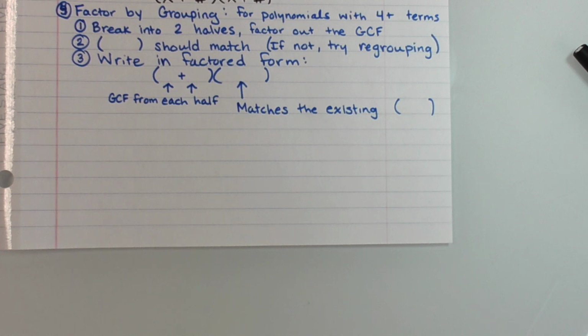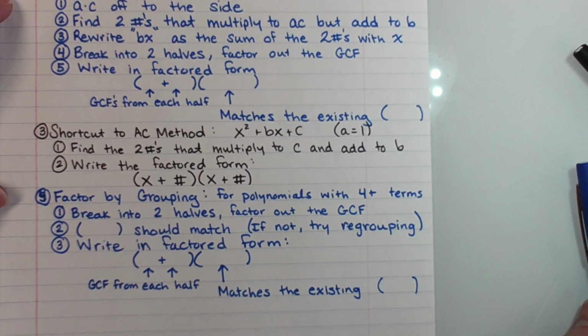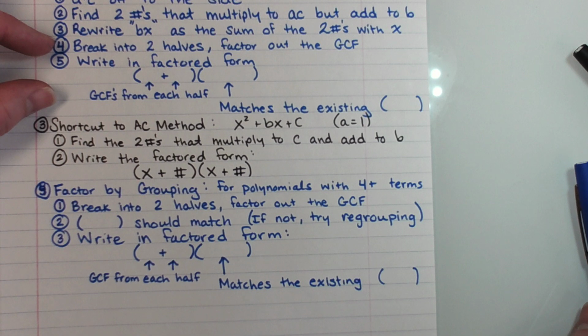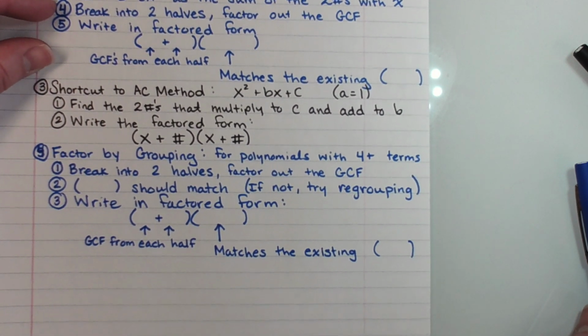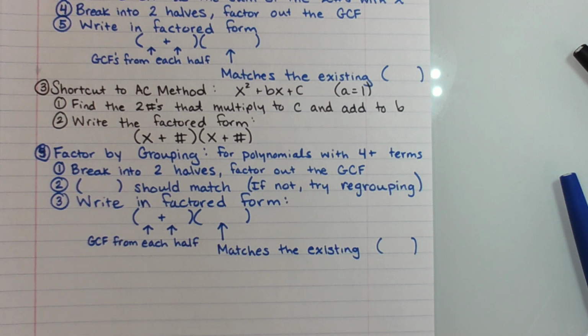Do these steps sound somewhat familiar, maybe with the exception of the regrouping? Break into halves, factor out the GCF, then pull the GCFs into one parentheses and the other parenthesis matches the existing. Where else have we seen that? In the middle of the AC method. The AC method builds itself on factoring by grouping. The last couple steps of the AC method are factoring by grouping. The only thing that's slightly different is that in the middle of the AC method, you will never have to regroup. You'll never have to change the order of the polynomial.